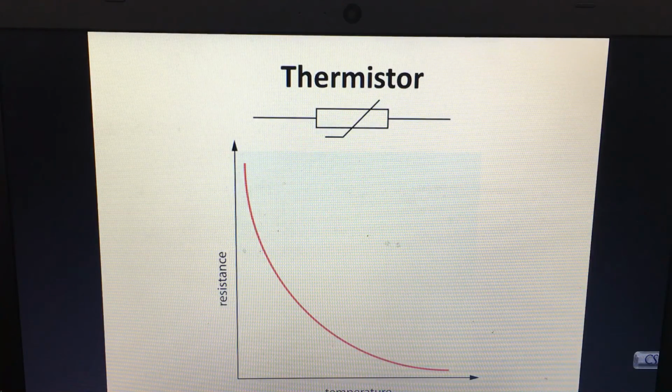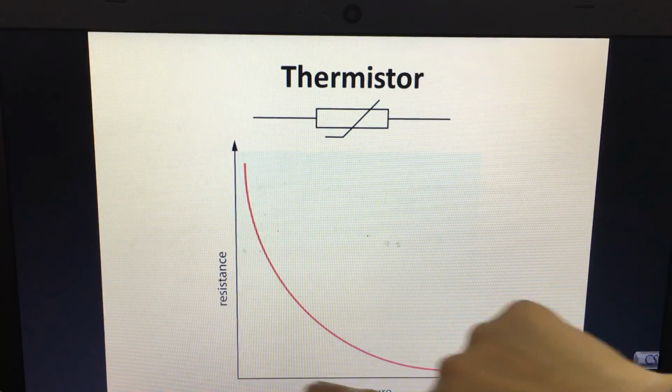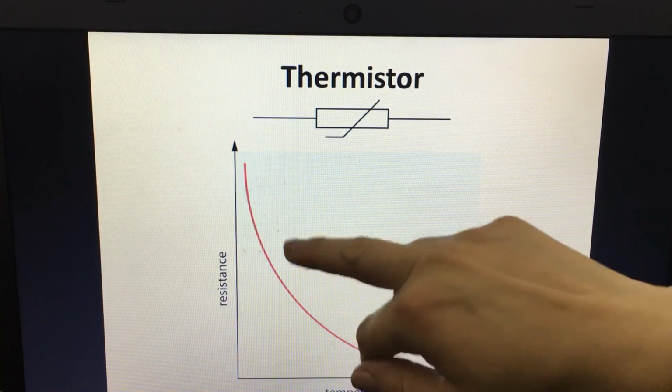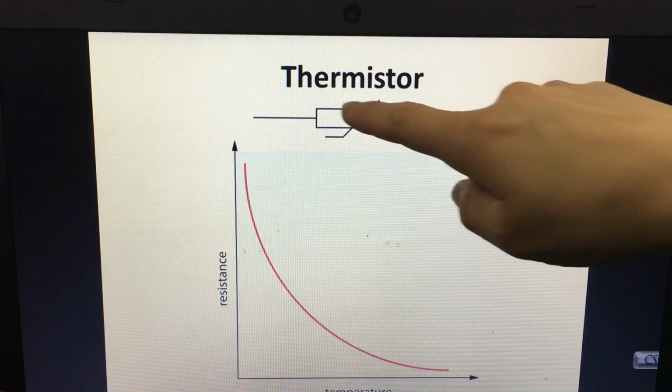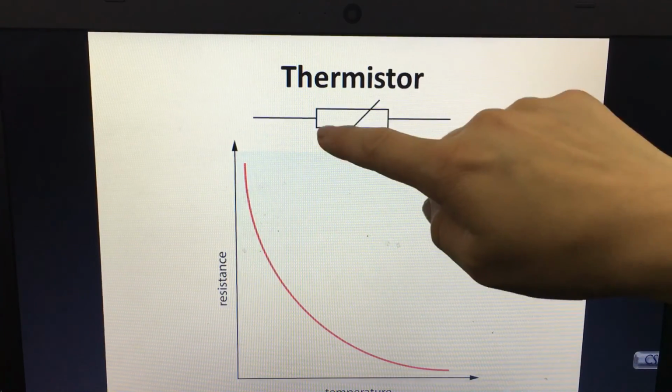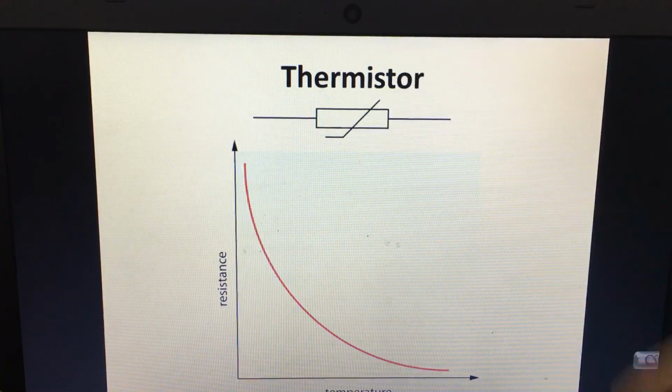Thermistors are exactly the same as LDRs because the principle is exactly the same, apart from as the temperature increases, the resistance decreases. And this is again because they're getting more heat, so it's causing the electrons to get more energy and start to flow, so resistance is low. Again, thermistors have this rectangular box with, I call it, a little hockey stick going through it. I hope those help.